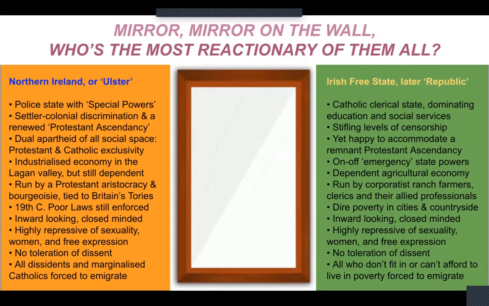So Northern Ireland is run by a Protestant aristocracy and bourgeoisie. It's very closely tied to Britain's Tory party. There are 19th century poor laws which are still being enforced. In mainland Britain, the poor laws are terminated in, I think it's 1928.